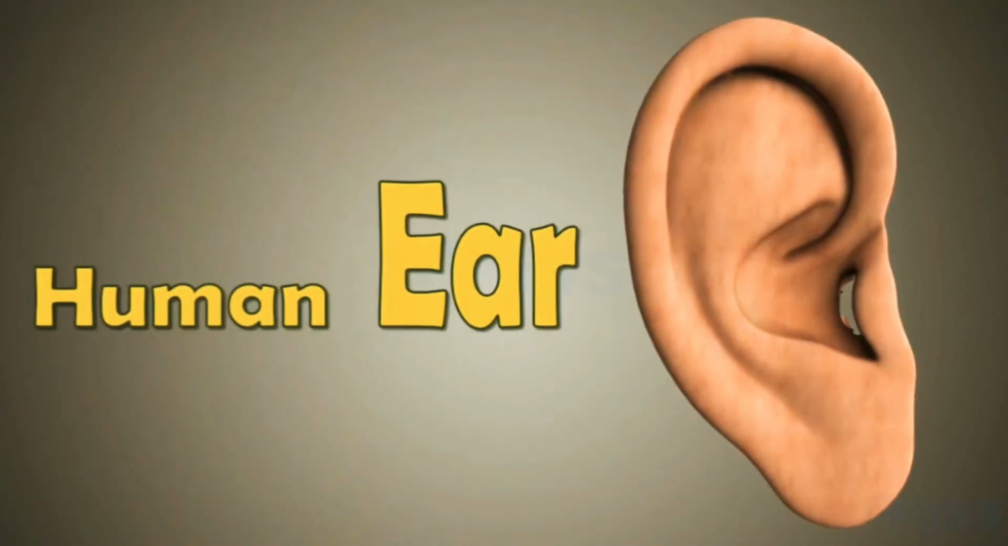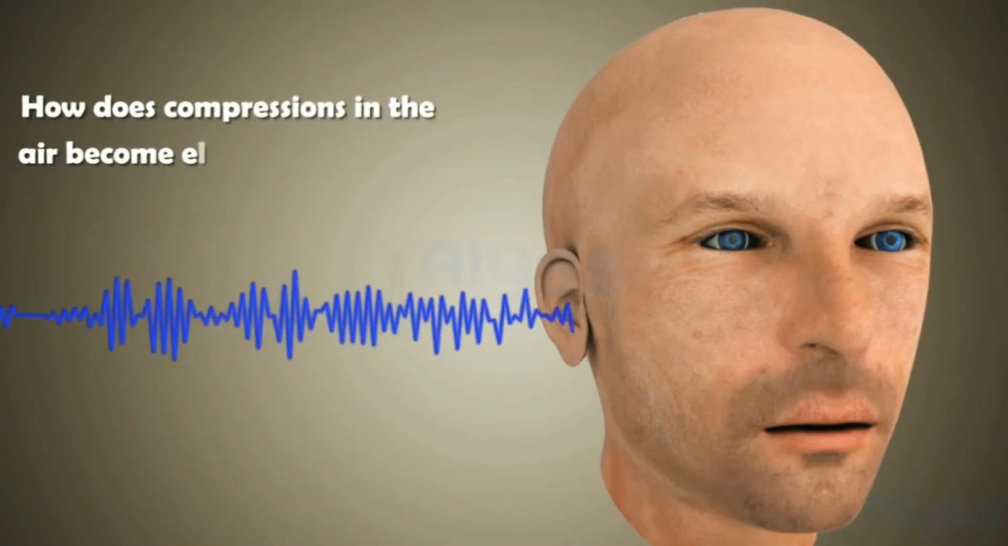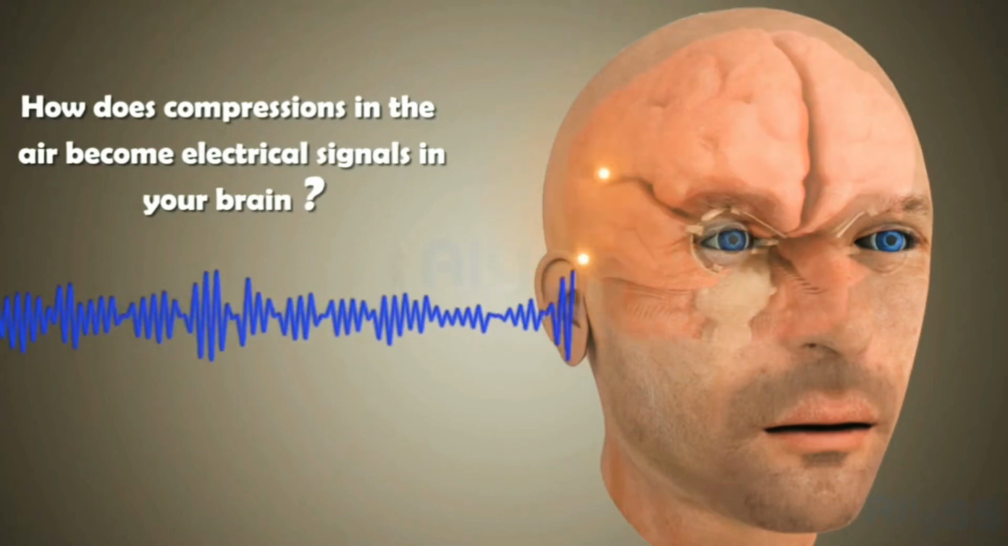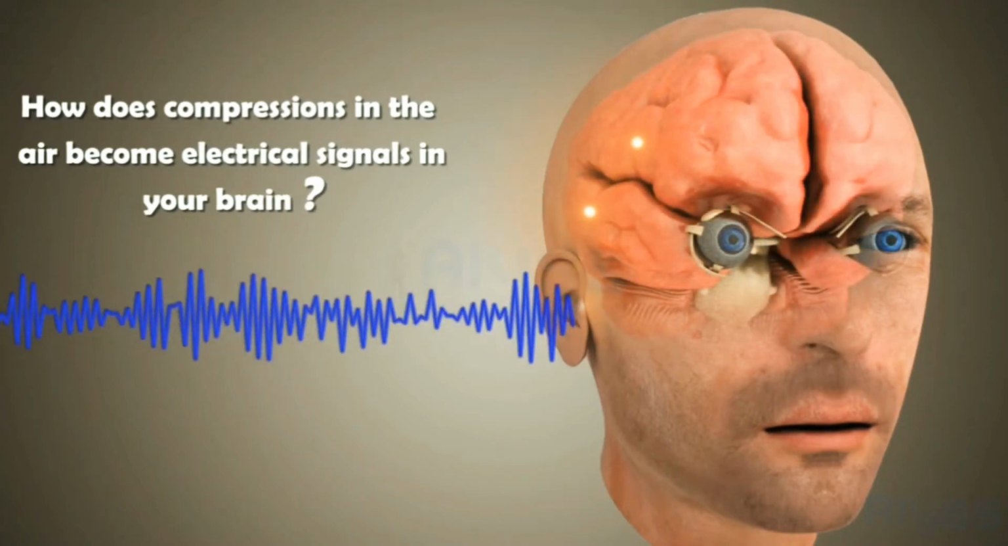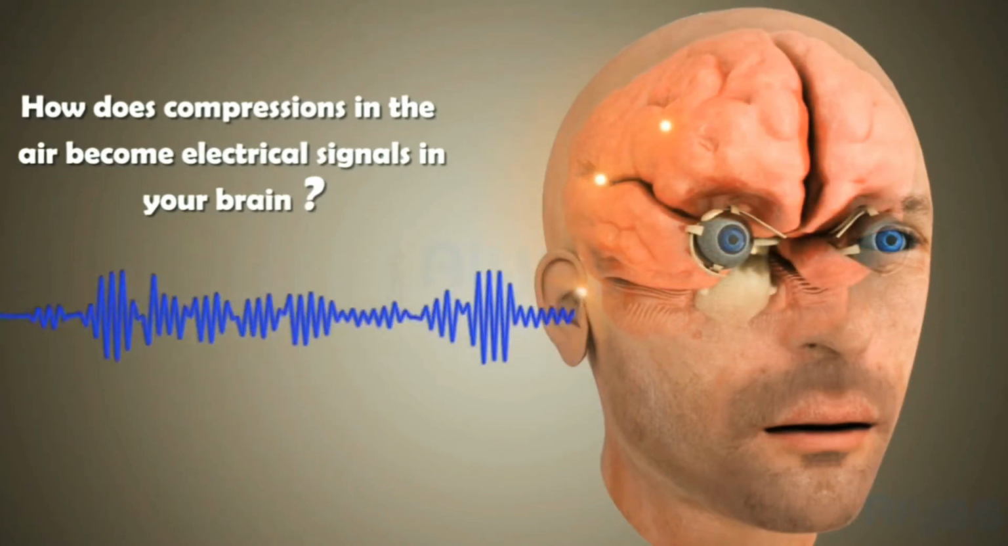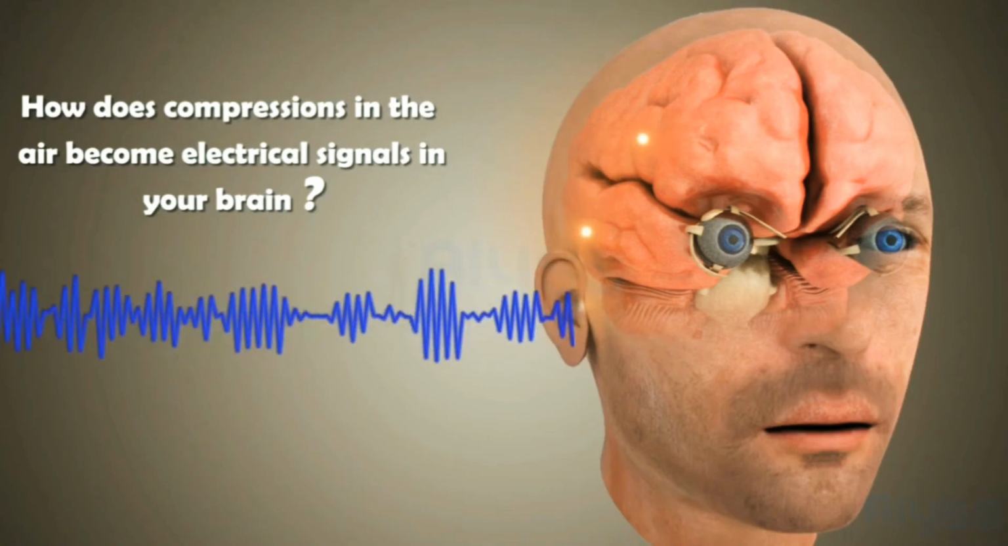Human ear. Do you ever notice how compressions in the air become electrical signals in your brain? To understand this, we should know the anatomy of the human ear.